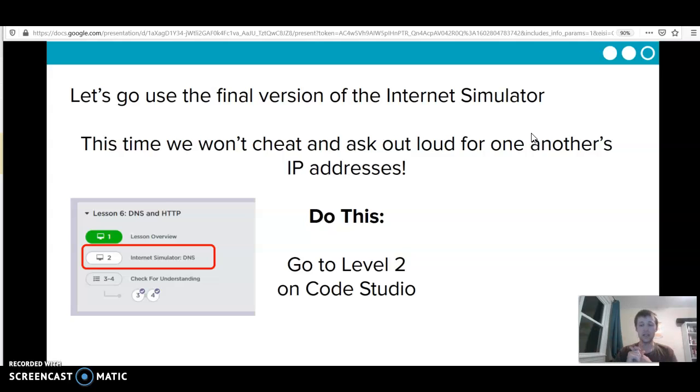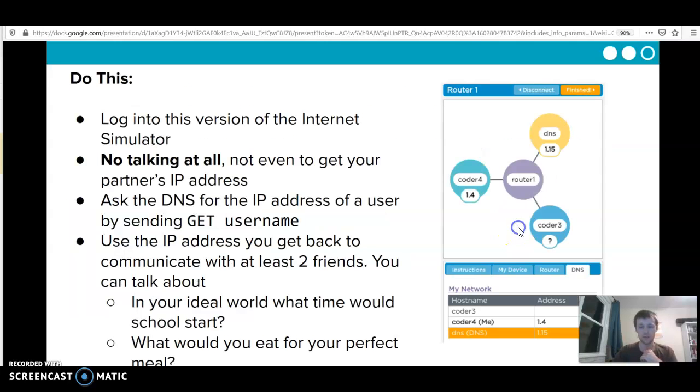And now there's a DNS involved. There is a server attached to each router that you can send a GET request to and find out the IP address of anyone else on that router. Please check this out on your own and play around with it and make sure you understand how it works and what the metadata is.